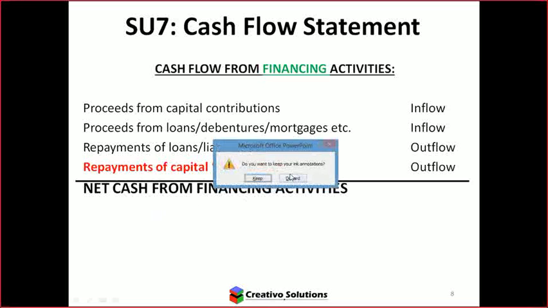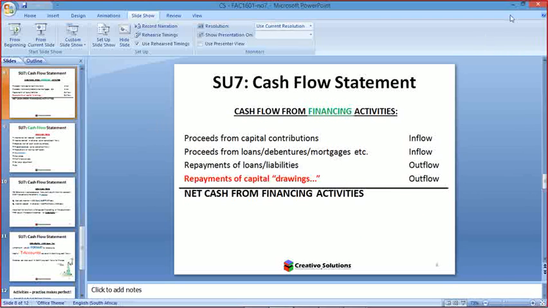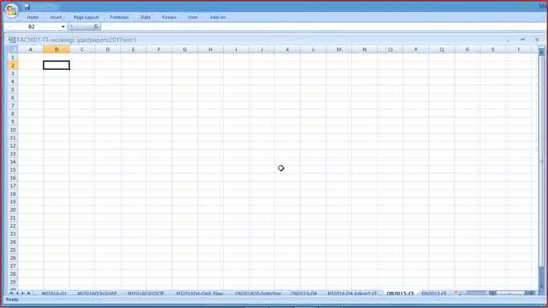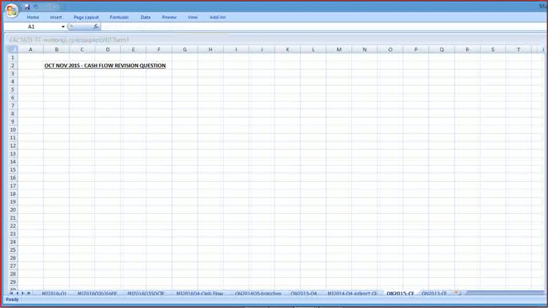Okay. Yes. So let's close the notes. Okay, we've recapped that. Those are the three most important slides to look at. Okay, so we said we'll start with the October, November 2015 cash flow revision question. Okay, and let's start with the required. Okay, so when doing a cash flow question, remember the additional information is actually more important. Why?